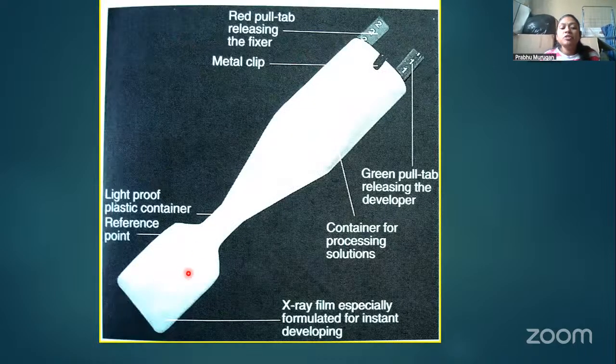Okay, so this is the picture of your self-developing film. If you see, it will contain the X-ray film here, and the processing solutions will be present here. Exposure is almost the same. You have to place this part within the oral cavity, and then you expose it with the X-ray machine. Once the X-ray is exposed, you squeeze this portion. So the processing solutions will go down and fill this area. As you mix it thoroughly, the X-ray film will get processed and you can take it out to see the final image. Okay, so this is your self-processing film.